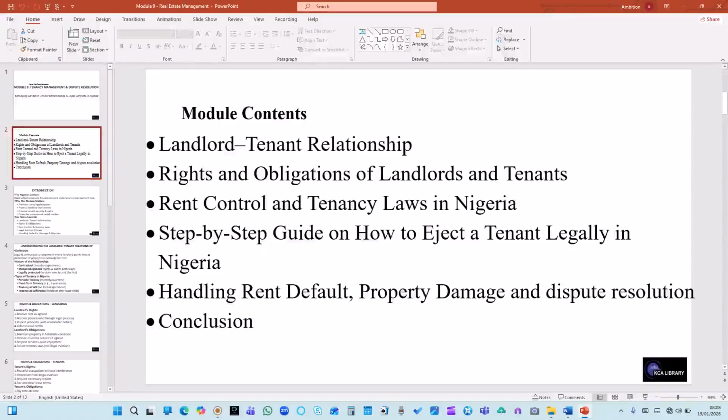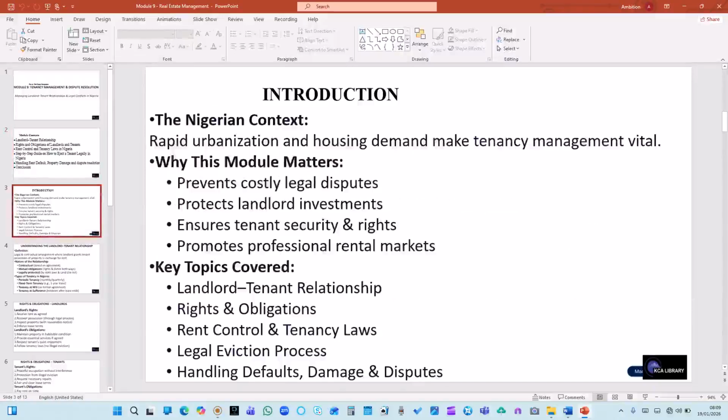The module content that we should be looking at include landlord-tenant relationship, rights and obligations of landlord and tenant, rent control and tenancy laws in Nigeria, step-by-step guide on how to eject a tenant legally in Nigeria, handling rent default, property damage, and dispute resolution before we now draw a valid conclusion. Let us begin with the introduction, that is Nigerian context.